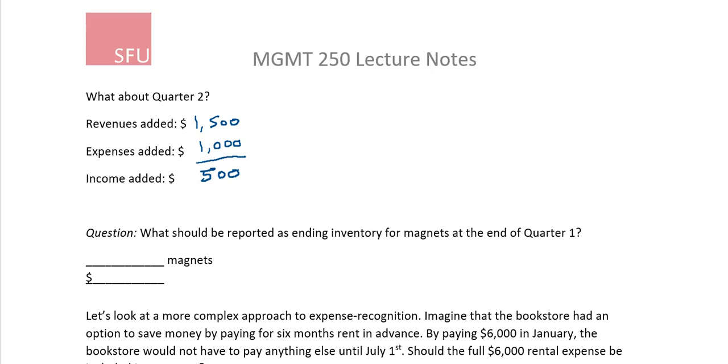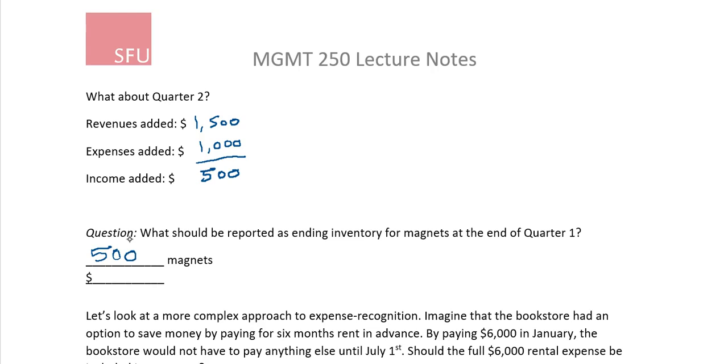Here's an interesting question. What should be reported as ending inventory for the magnets at the end of quarter one? Well, ending inventory just means what did you have on hand. In this case, since everything was produced in quarter one, it's going to mean everything that we didn't sell. So we produced 1,000 magnets. We didn't sell 500, right? Those were carried over to quarter two. So therefore, at the end of quarter one, we had 500 magnets in inventory.